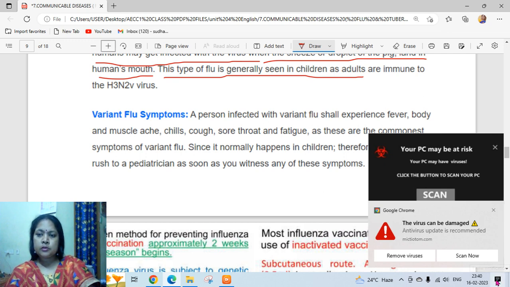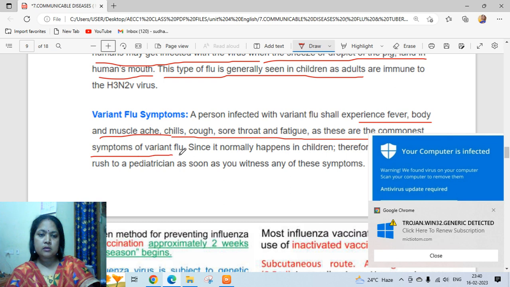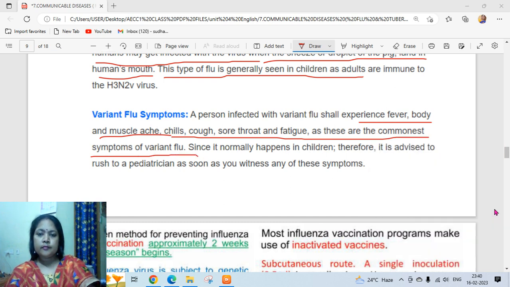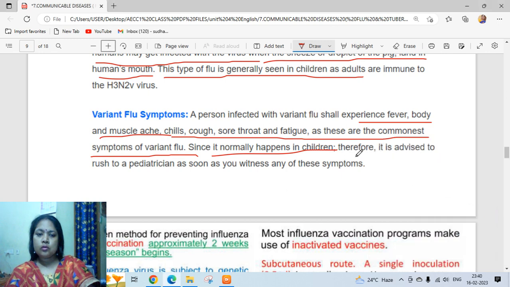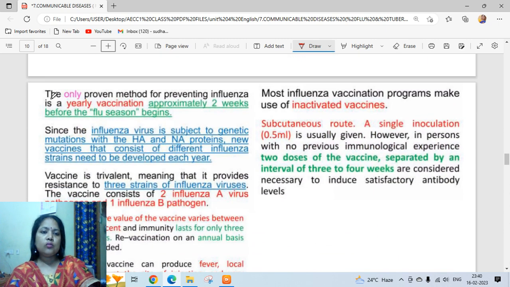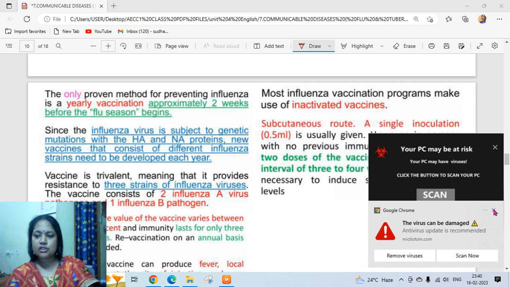The common symptoms of this flu are fever, body and muscle ache, chills, cough, sore throat, fatigue. Okay, these are the commonest symptoms of variant flu, and since it normally happens in children, it is advised to rush to a pediatrician as soon as you witness any of these symptoms. Okay. So the only proven method for preventing influenza is a yearly vaccination.